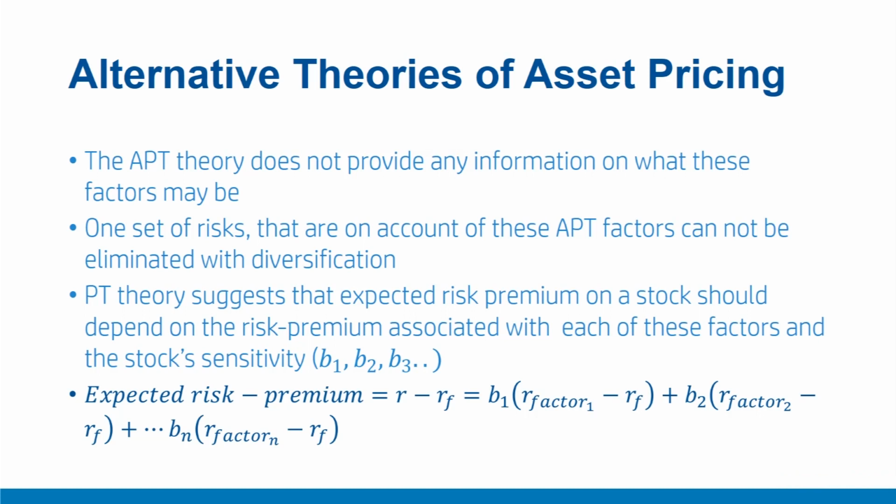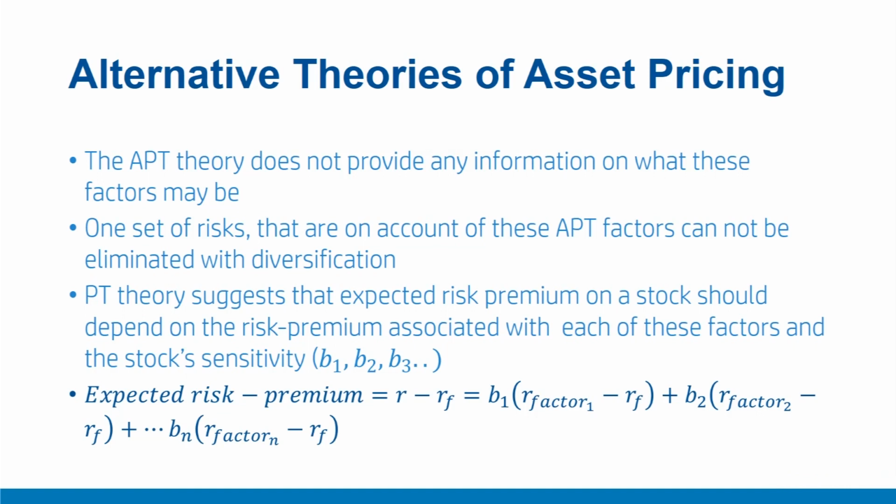For any stock, there can be two possible sources of risk. One set of risks that are on account of these factors, for example, market, oil and gas, etc. These risks cannot be eliminated with diversification. Second set of factors that are specific to company and can be eliminated with diversification. Therefore, investors that are well diversified are not much concerned about this stock specific risk component of the firm.